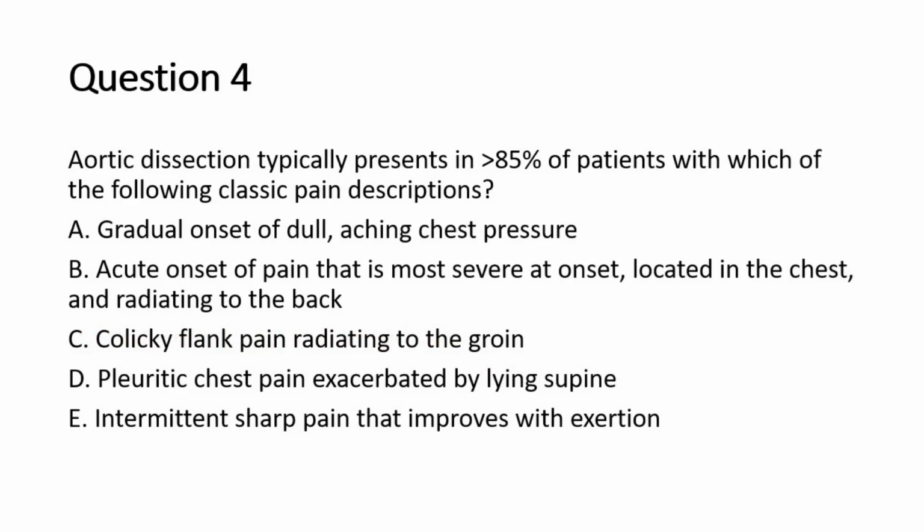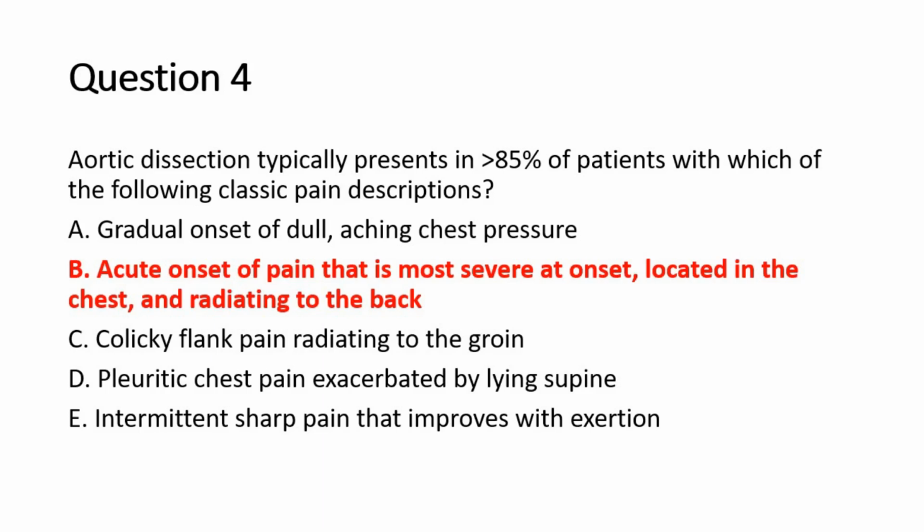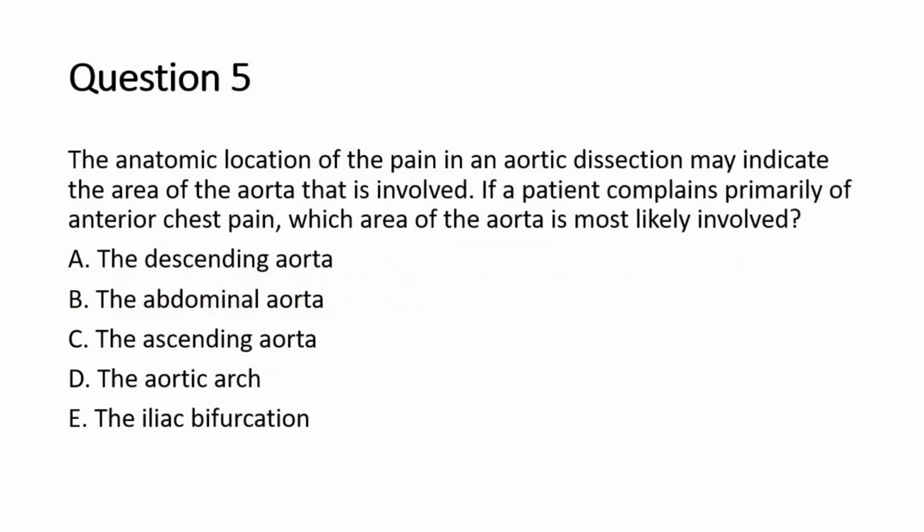Question 4. Aortic dissection typically presents in greater than 85% of patients with which of the following classic pain descriptions? B. Acute onset of pain that is most severe at onset, located in the chest, and radiating to the back. Question 5. The anatomic location of the pain in an aortic dissection may indicate the area of the aorta that is involved. If a patient complains primarily of anterior chest pain, which area of the aorta is most likely involved? C. The ascending aorta.